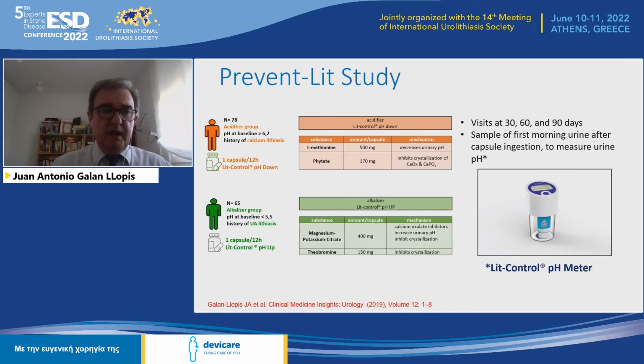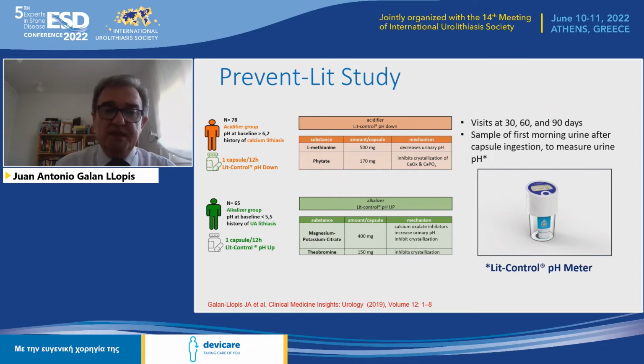We conformed 2 groups. The first one, 78 patients from the acidifier group. They were patients with history of calcium stones and a pH at baseline over 6.2. We call that the acidifier group, and they were prescribed 2 capsules a day of LEAD Control pH Down, composed of L-methionine and phytate, as you saw previously.